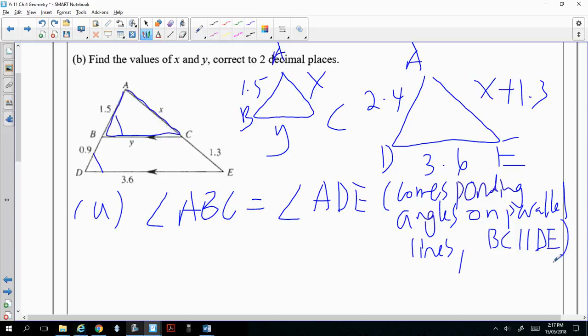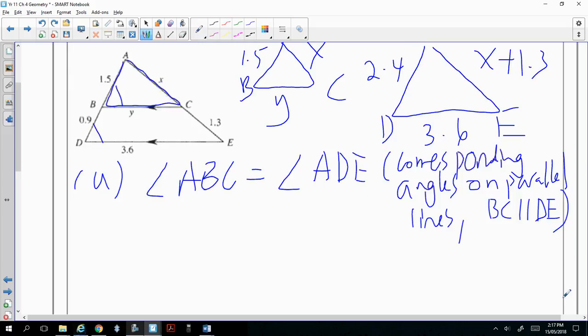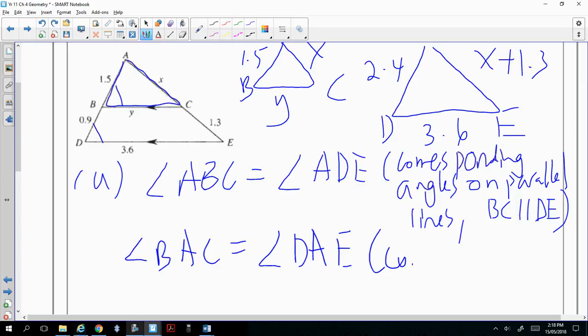BC is parallel to DE. Okay, we need one more angle, then we can say they're equiangular. Which two angles are equal? Yes, I prefer to use common because it's quicker to write. I don't have to write a long thing. So I just write angle BAC is equal to angle DAE, common angle. You can prove the other one equal as well, but this one's shorter. And you only need two angles. You don't need all three.